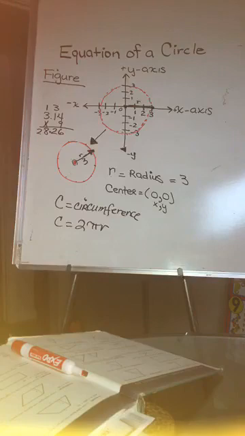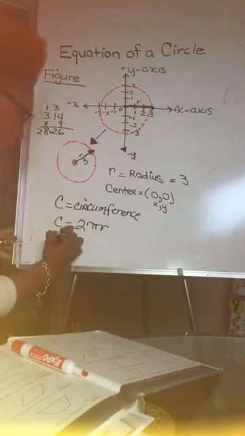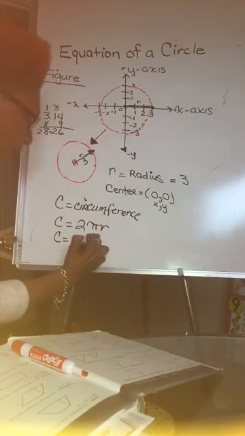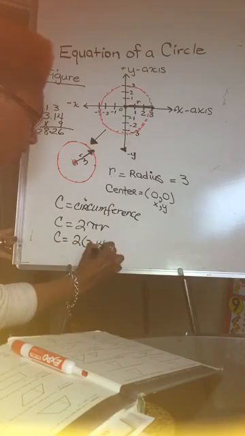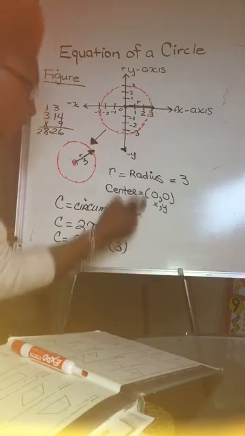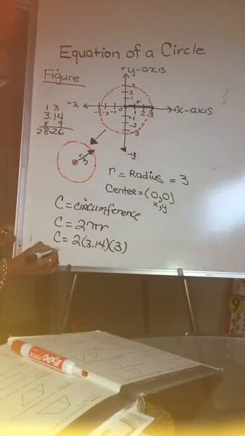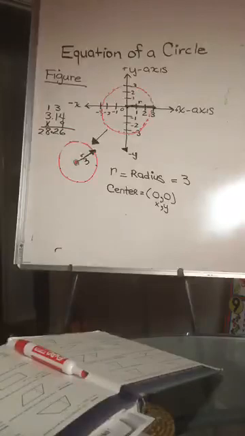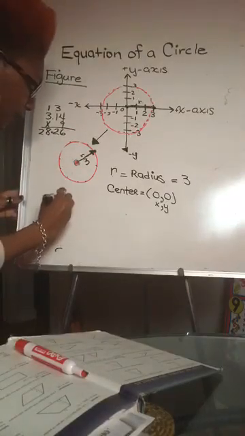So it's like you're taking 2 times pi. Pi is 3.14 times your radius. So that would be 2 times 3.14 times 3, which is our radius here. And when you calculate that out, the next definition is diameter.